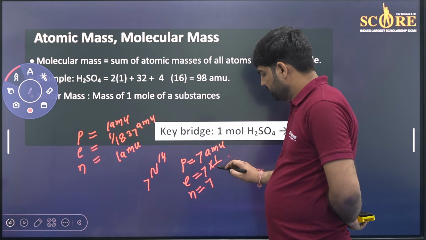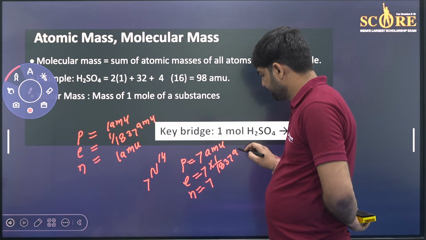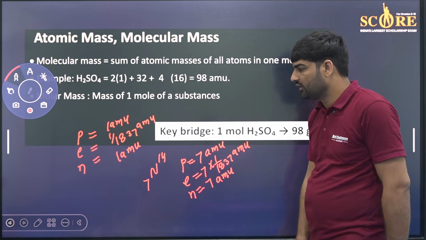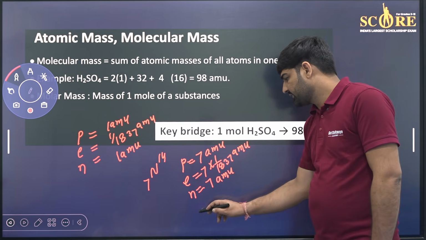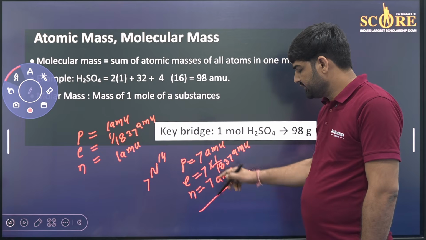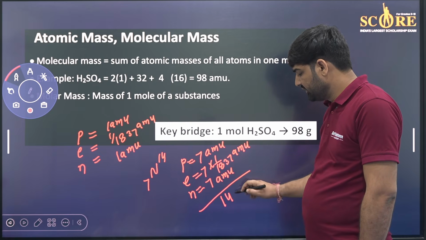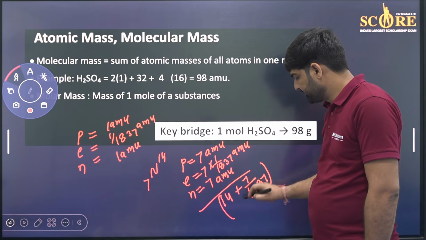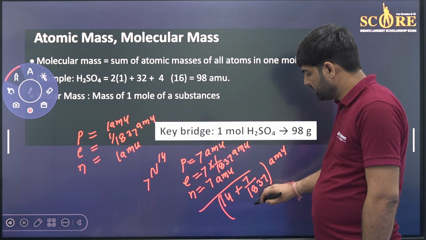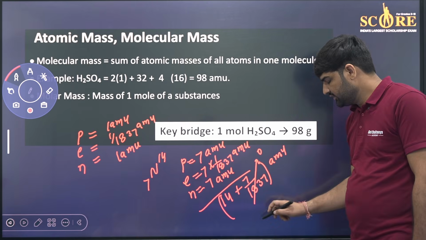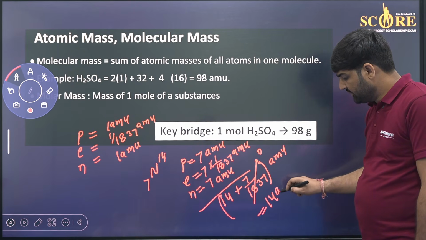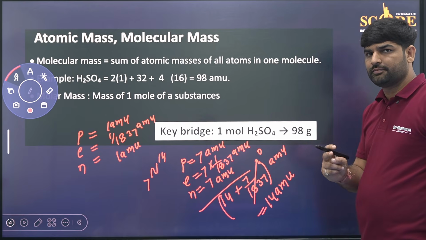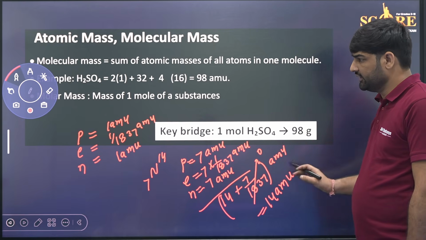Electron: 7 divided by 1837 amu, and this is 7 amu. Now the total mass will be this plus this plus this, so this will be 14 amu plus something. What is something? I think you understood, a small fraction of an amu. So this quantity can be neglected with respect to this. So we can say the mass of a single nitrogen atom is 14 amu.